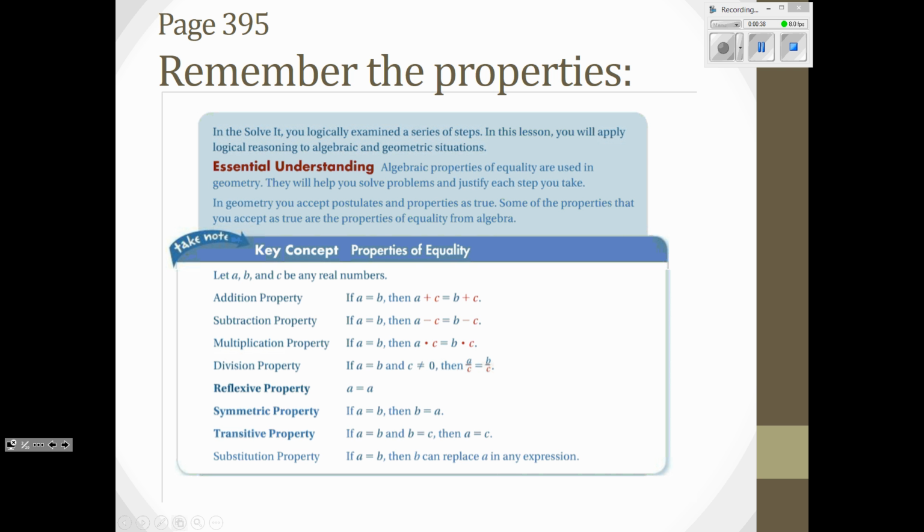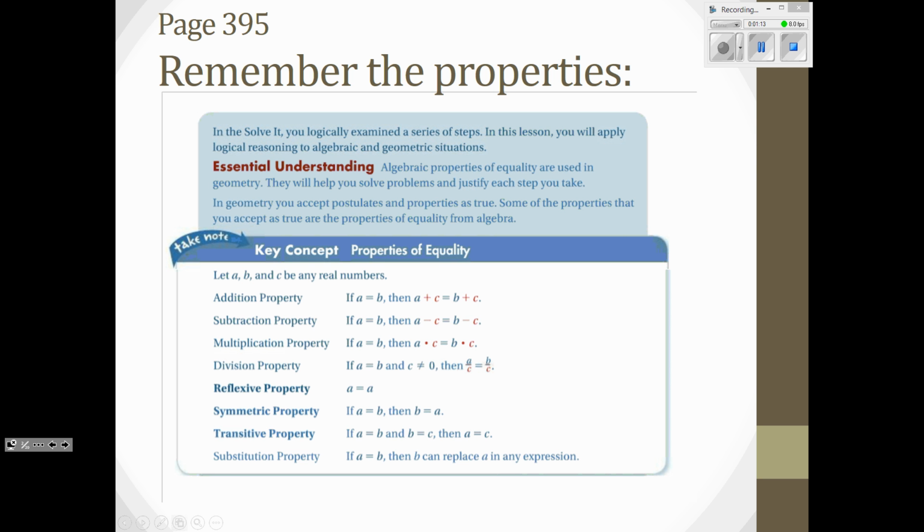We have some basic properties which we're familiar with: the addition property, subtraction property, and multiplication property of equality. These are all the properties that we use to solve equations, right? When we add 3 to both sides of an equation, we're using the addition property of equality. When we subtract 7 from both sides, we're using the subtraction property. When we multiply both sides by 2, we're using the multiplication property. Division, same thing: if we divide both sides of the equation by some number, we're using the division property of equality.